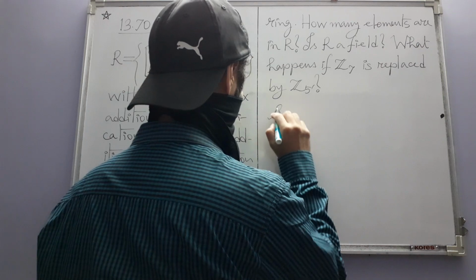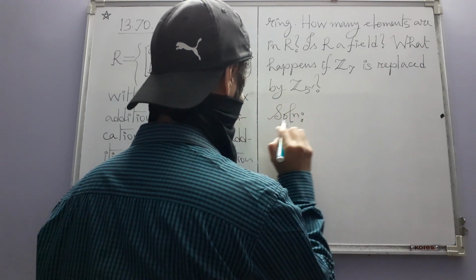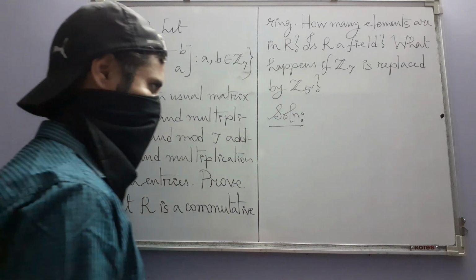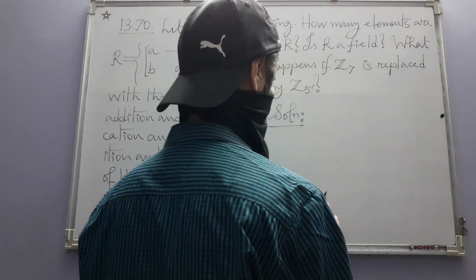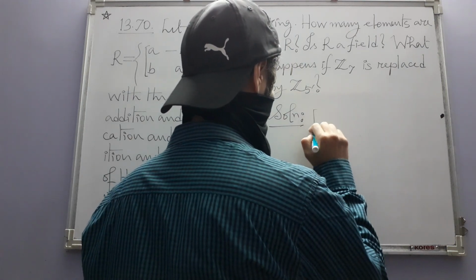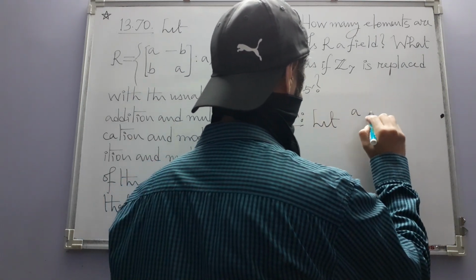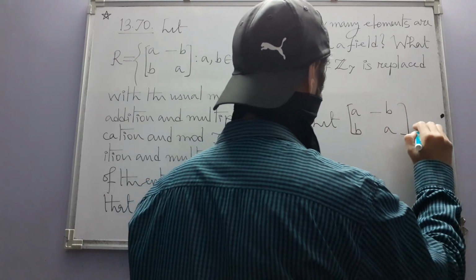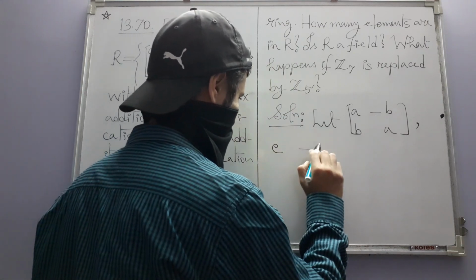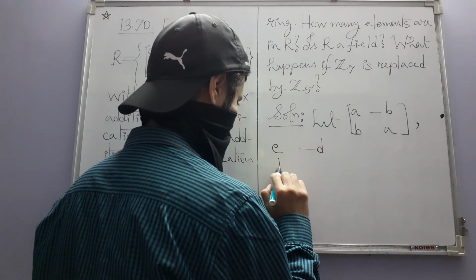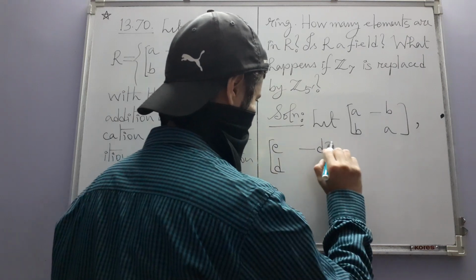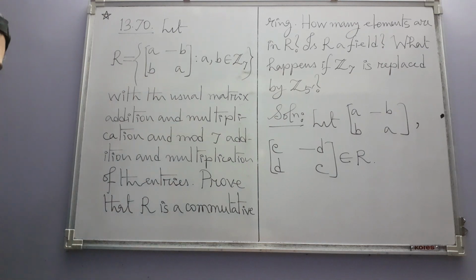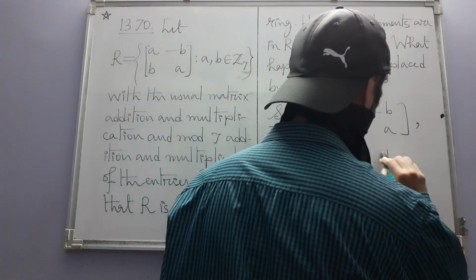The first part is absolutely straightforward and routine, but still let's go through it. Let the matrices A, minus B, B, A and C, minus D, D, C belong to R.